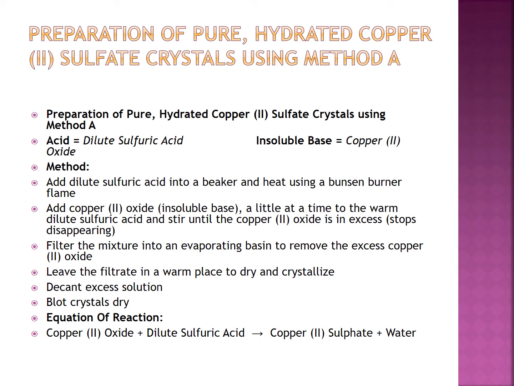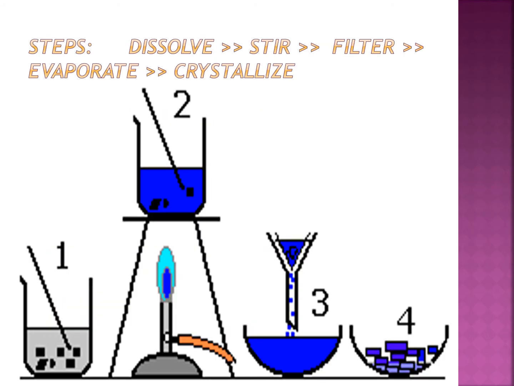Now filter the mixture into an evaporating basin to remove the excess copper-2 oxide. Leave the filtrate in a warm place to dry and crystallize. Decant excess solution and blot the crystals dry. The equation for this reaction is copper-2 oxide plus dilute sulfuric acid gives copper-2 sulfate and water. Now we can recap method A: dissolve, stir, filter, evaporate and crystallize. In the first diagram, you have to dissolve copper-2 oxide.